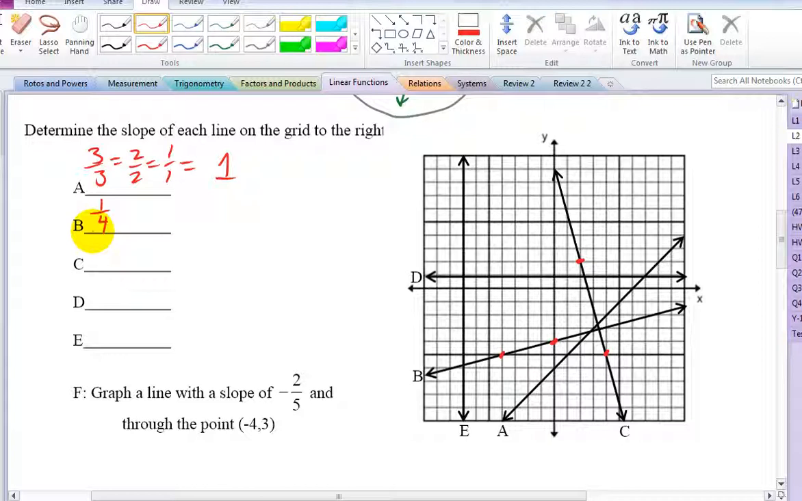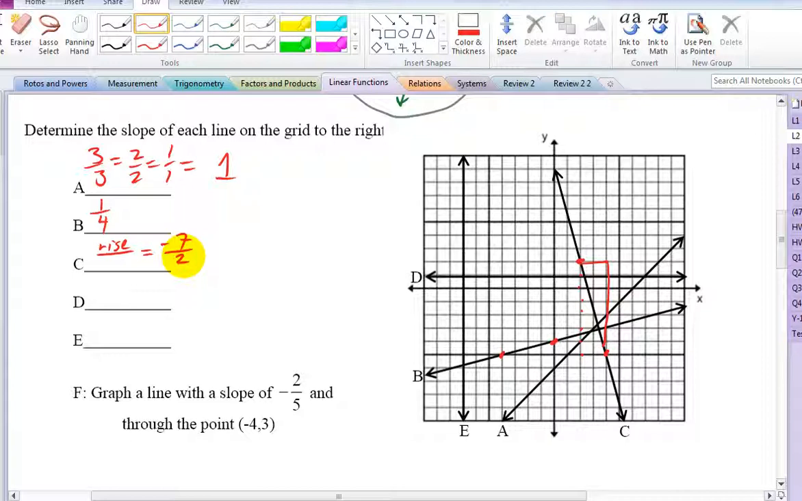Okay. What's line C? I believe it's 1, 2, 3, 4, 5, 6, 7. So your rise is -7 because I'm going down. Okay, and your run is 2. Can you simplify that fraction at all? No. So your slope is -7/2.